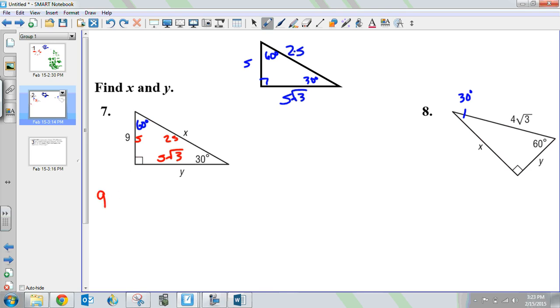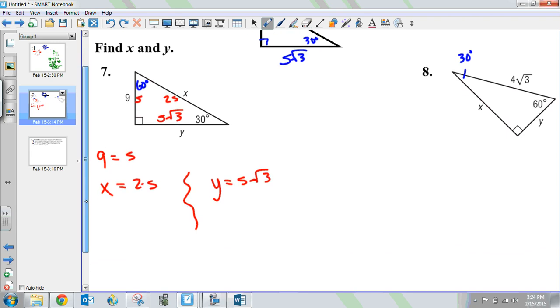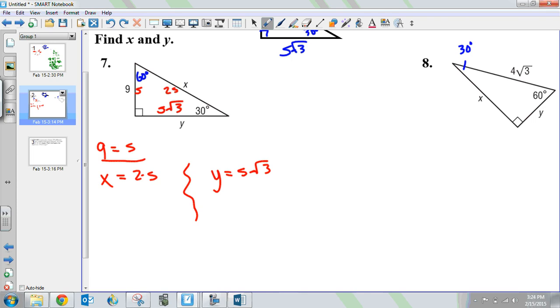Basically what I know is that 9 is equal to S. I can then say that my value for X is equal to 2 times S. And then I can say that Y is equal to S times the square root of 3. Now, it may look kind of confusing as to what I'm doing, but I'm just setting up these equations. I know what S is, so I'm going to plug that into each of these and find what X and Y are. So I can simply say, X is equal to 2 times 9, if S is equal to 9, and then I get X is equal to 18.